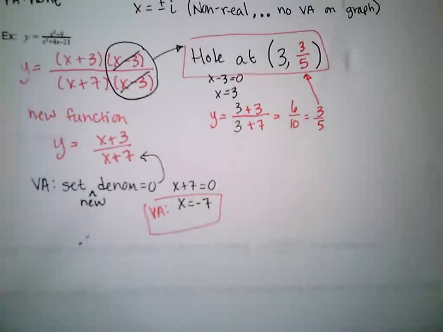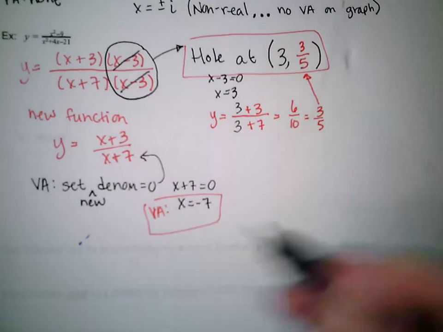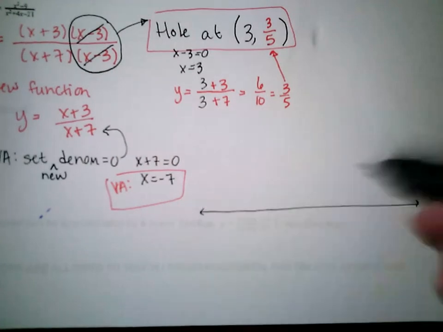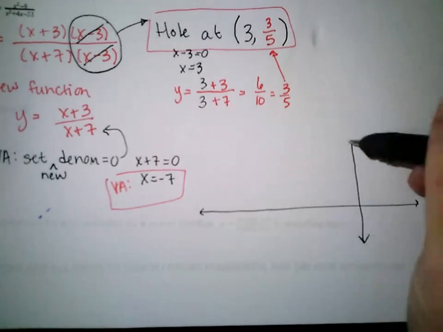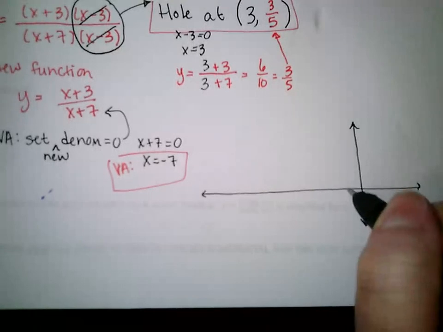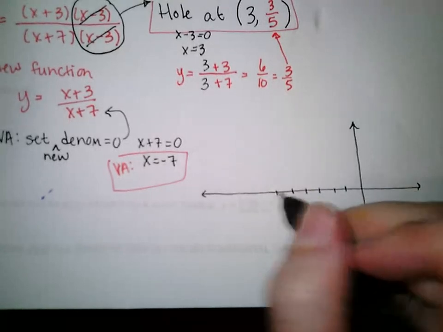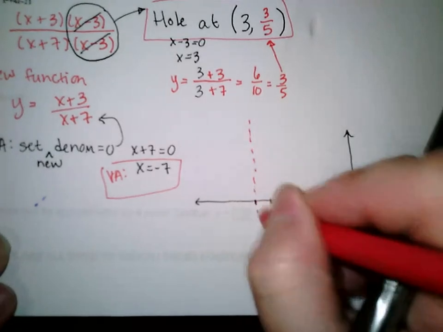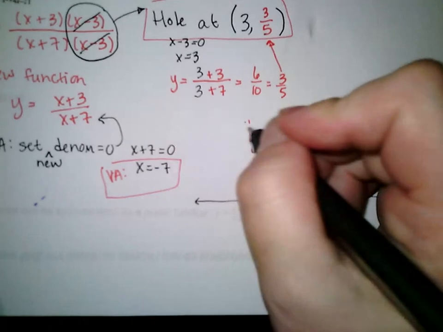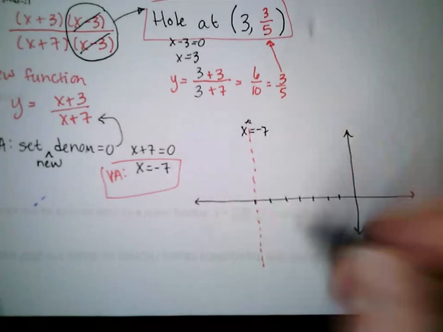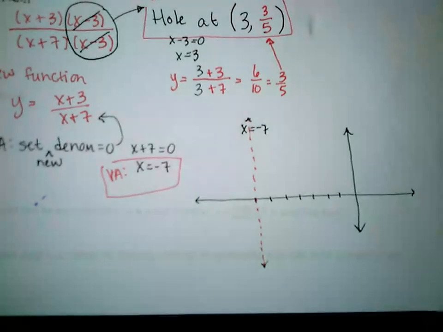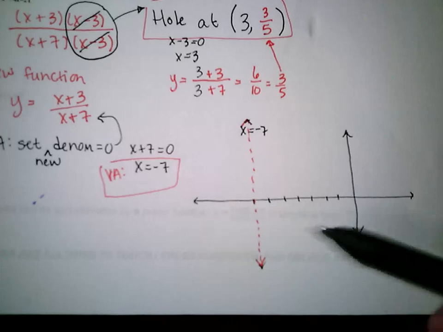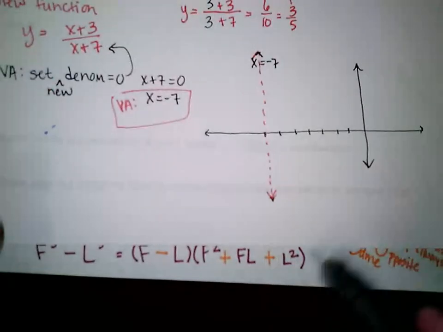So let's go ahead and see what our behavior is like, what our function is doing on both sides of x equals negative 7 by doing those limits, right? So here we've got our coordinate plane, and we're going to go over to x equals negative 7. Here's going to be my vertical asymptote, x equals negative 7. And I want to look at the left-hand side and the right-hand side of x equals negative 7.